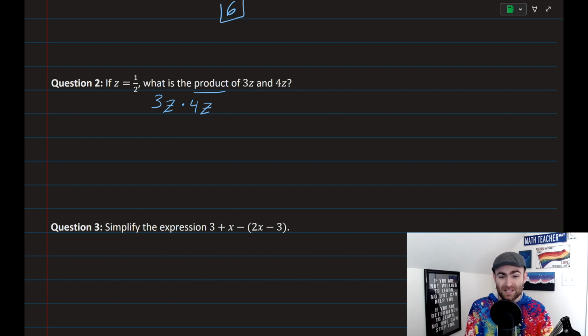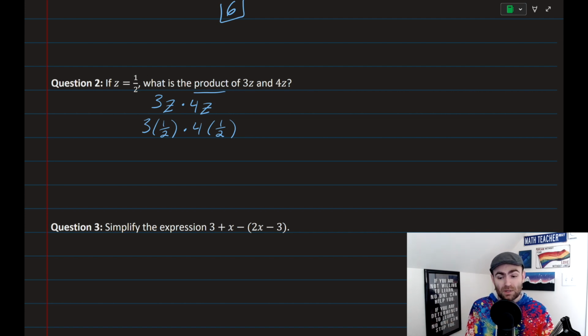And what are we doing with this expression? We're going to substitute or evaluate it for z is equal to 1/2. So same as before, we're substituting 1/2 in for the z's. If you have multiple of the variable, you want to substitute into every instance.